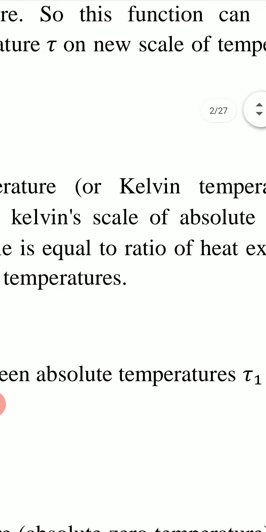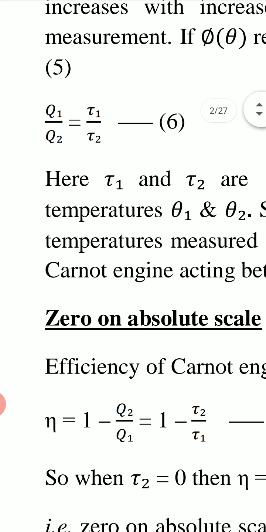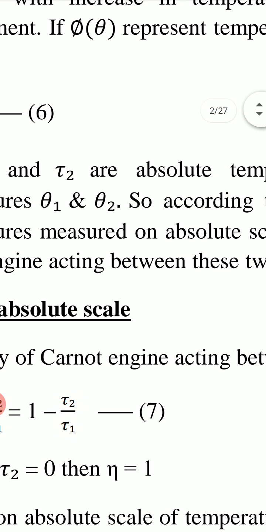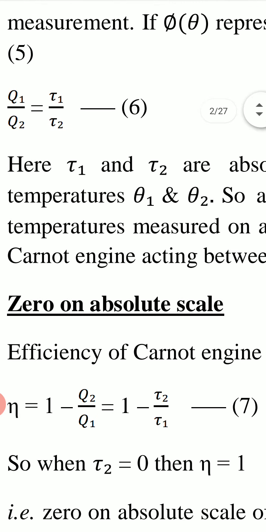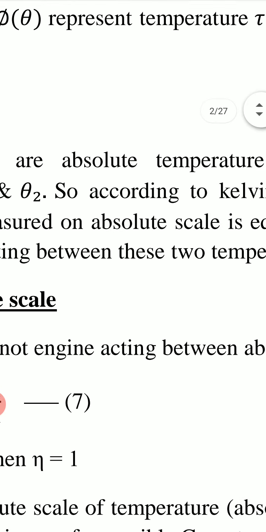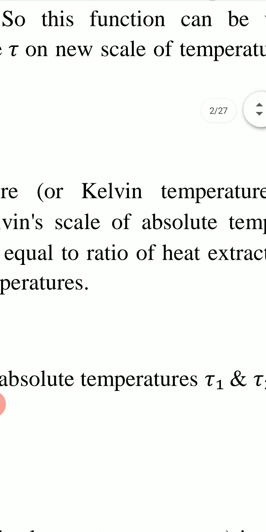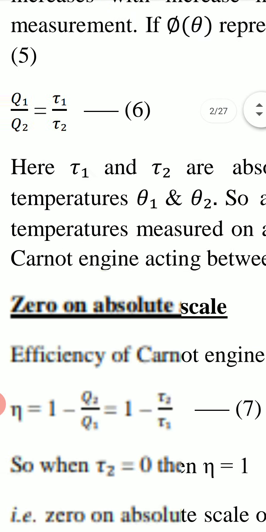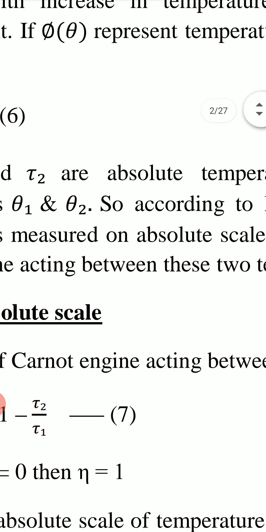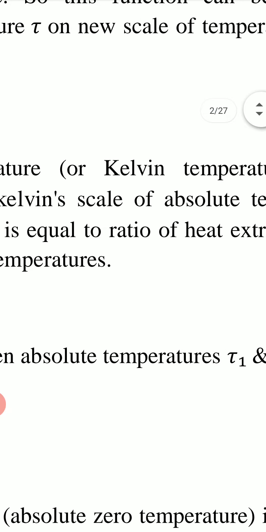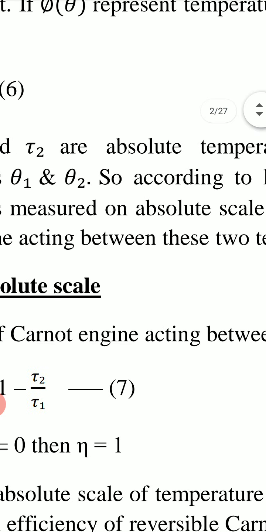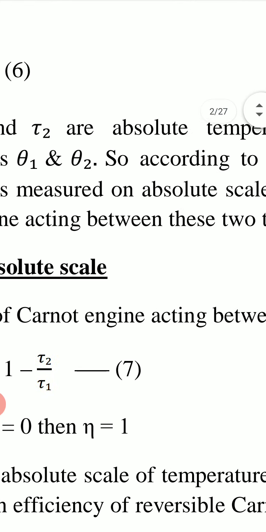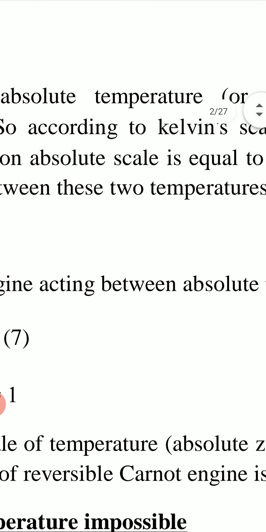These are corresponding to temperatures theta 1 and theta 2. Tau 1 and tau 2 are absolute temperatures corresponding to the temperatures theta 1 and theta 2. So according to Kelvin's scale of absolute temperature, the ratio of two temperatures measured on the absolute scale is equal to the ratio of heat extracted to heat rejected by a Carnot engine acting between these two temperatures.